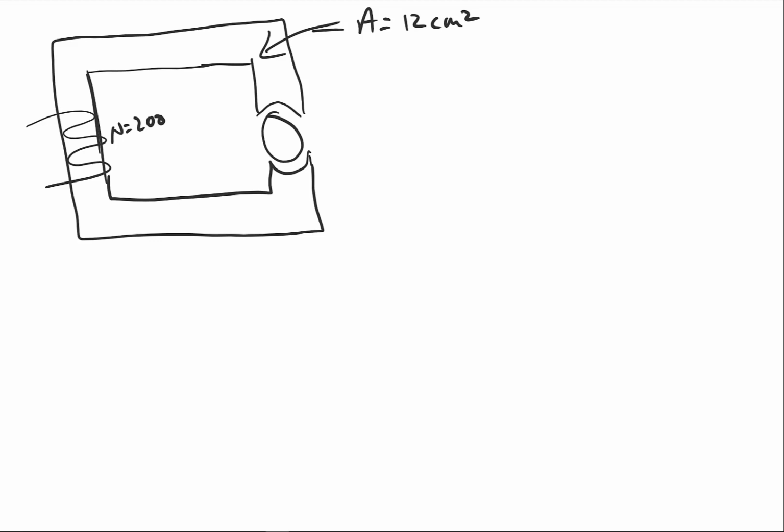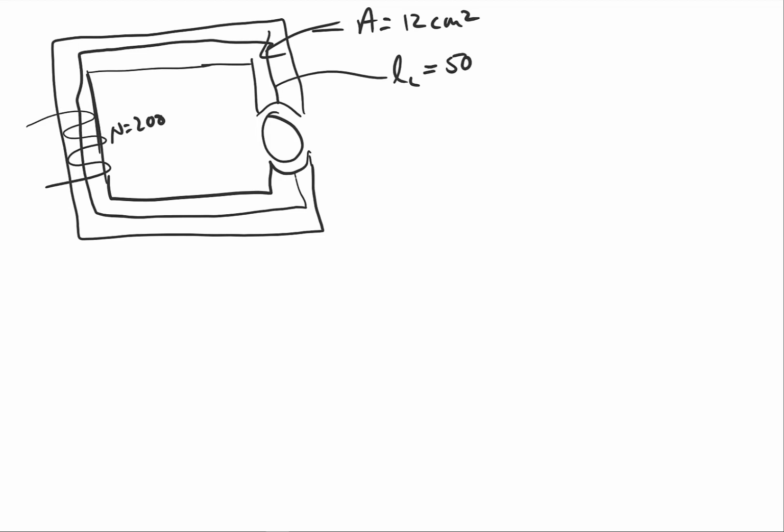And the mean path lengths that we will deal with here, this first main one that goes around most of the core, that length is 50 centimeters. And then we kind of have this rotor idea here. So this length for this rotor, which is also ferromagnetic, is going to be 5 centimeters.